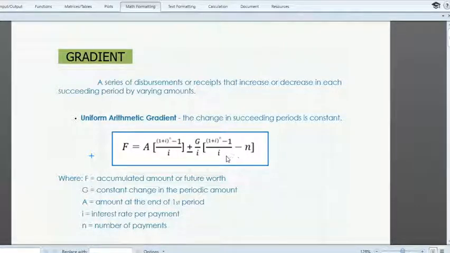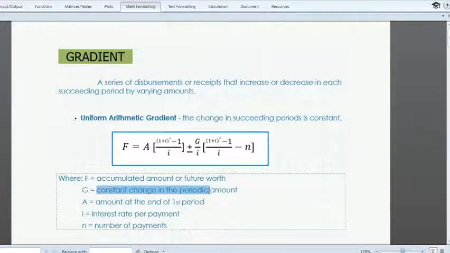Ano lang ang bago? So, yung F pala natin, still the future worth of your money. Then, yung A is the amount at the end of the first period. Magkano yung unang payment mo? That is the value of A. Then, yung G natin, ito yung bago, we have the constant change in the periodic amount. So, dun sa example natin kanina, yung 5 pesos, yun yung value ni G.